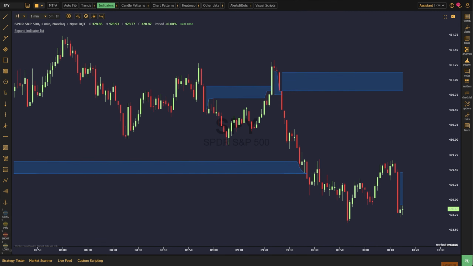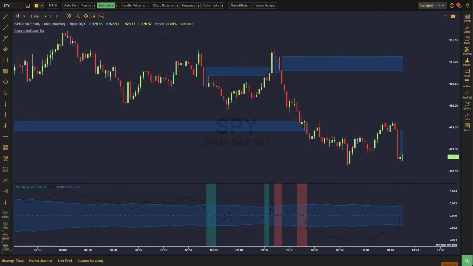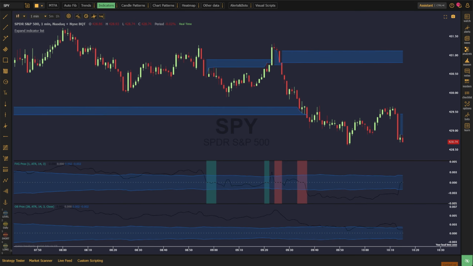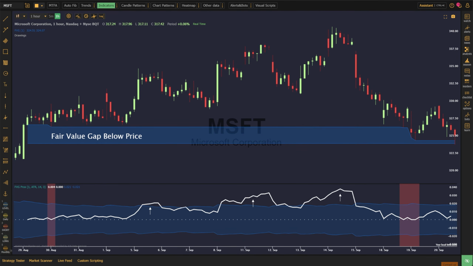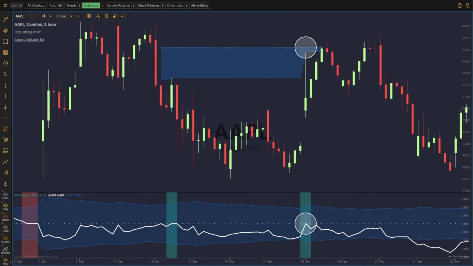With these new proximity indicators, you can now utilize fair value gaps and order blocks in your scans, alerts, and strategies. The proximity indicators for fair value gaps and order blocks work the exact same way, so I'll briefly explain their components using the fair value gap version. There are two key items here, the white line and the zero line. The white line tells us the distance to the closest fair value gap. If it's above the zero line, then the fair value gap is below the price. If it's below the zero line, the fair value gap is above the price. When the price arrives at a gap, the white line returns to the zero line.